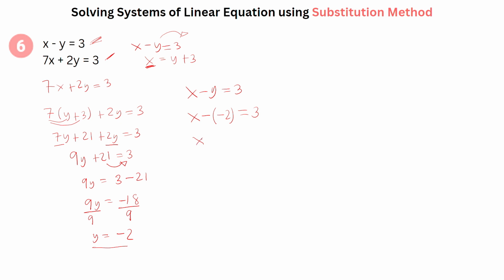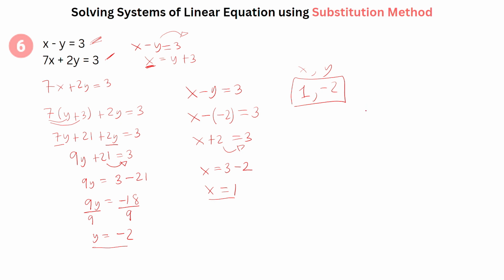Next, x, what will happen here? Negative times negative 2 is going to be positive 2, and then equals 3. How do you solve for x? We transpose the 2 to the right side. And what will happen? x is equal to 3, and the 2 will become negative. So x is equal to 1. So our solution would be 1, comma, negative 2. Again, x, comma, y: x is 1, y is negative 2.